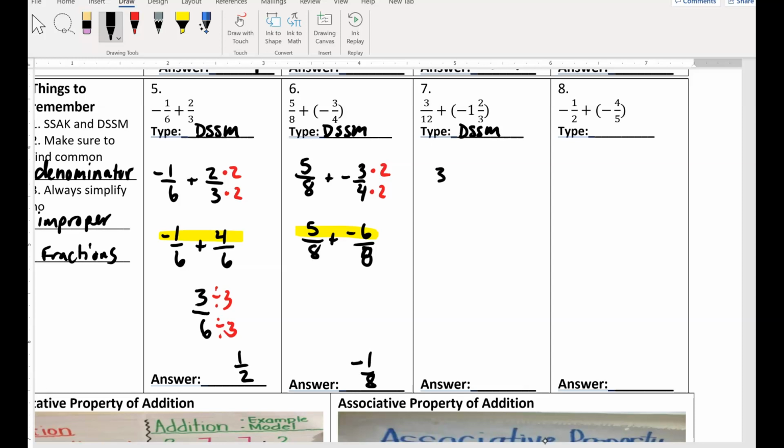You've got 3 over 12, and then you got this negative 1 and 2/3. That's interesting. You're going to want to break apart negative 1 and 2/3. So you got negative 1 whole, and you've got negative 2/3 as a fraction, right? So this really looks like negative 1 plus negative 2/3. And then you're going to want to maybe use the commutative property to rearrange this stuff. So 3/12 plus negative 2/3 plus negative 1. Think about that and then go ahead and try and work that problem.